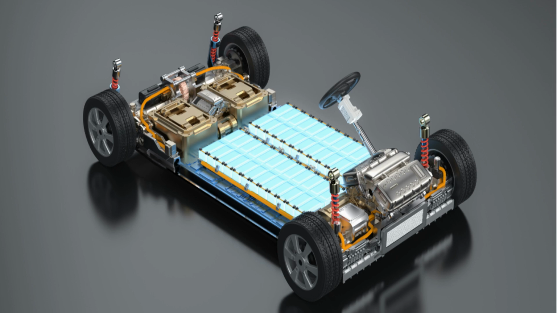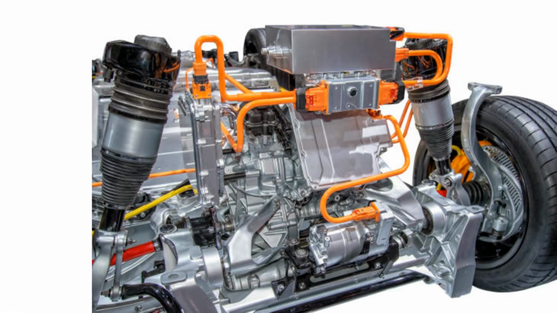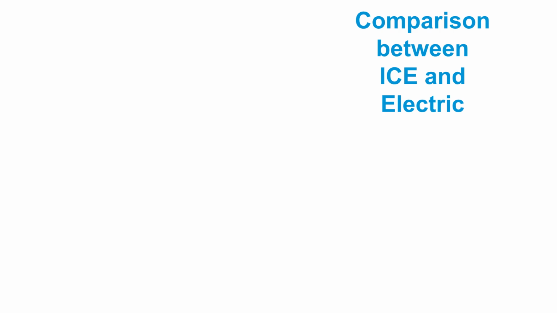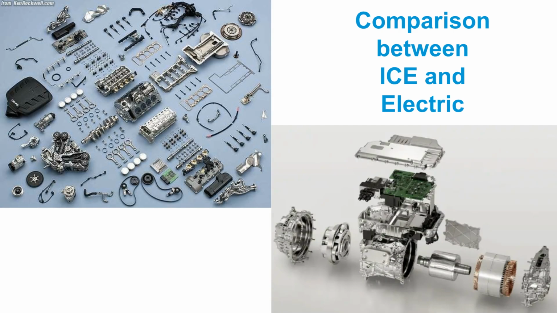The vehicle architecture is specifically designed to house these high-voltage systems efficiently. Here we see the integration of the drivetrain and high-voltage cabling within the vehicle chassis. Comparing an internal combustion engine to an electric powertrain highlights the significant reduction in moving parts.